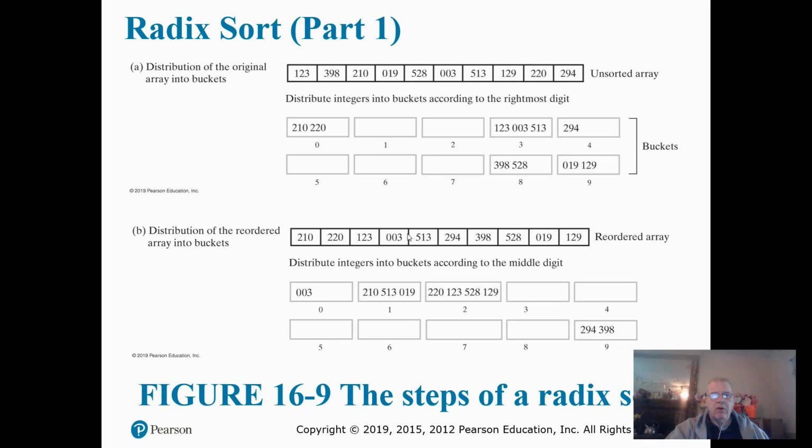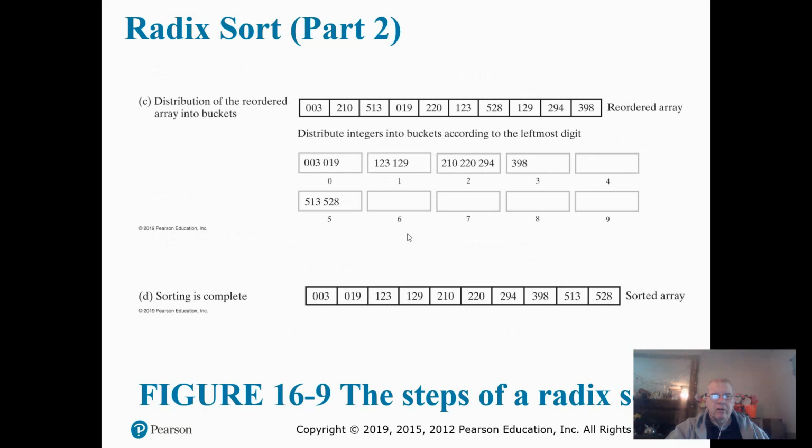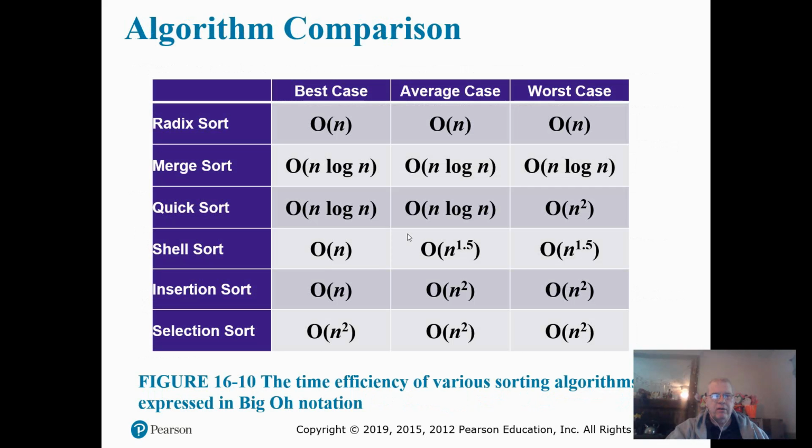We keep them in the same order in the next step, and we use buckets to put the elements in their rightmost digit place. And then we distribute them according to the middle digit, the second, the tens element, and then so forth. So that's radix sort.